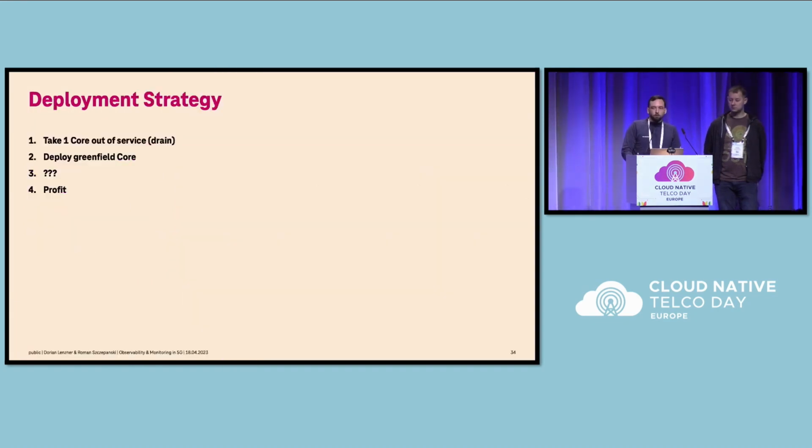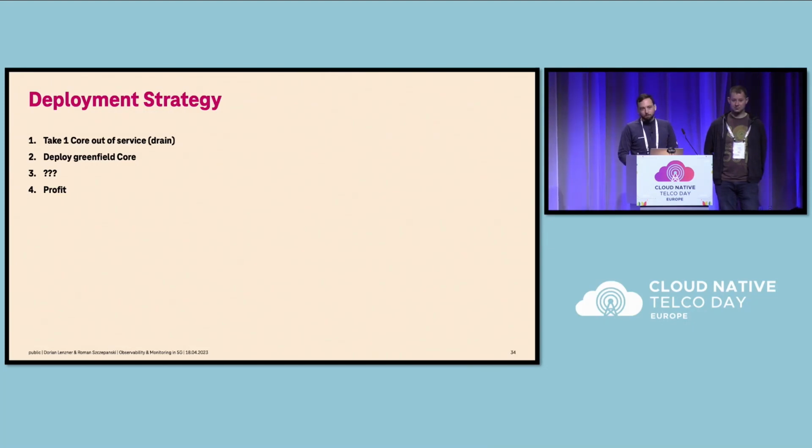So, deployment strategy. There's one proven way in which everything can work, and that is, of course, you take one core out of service, you drain it, you wait until there's no customer left running any session on it, and then you delete everything. And then you let, for example, worker node replacement happen, or you just run the software update that you're supposed to run, and then you wait a bit and you profit. Because if something goes wrong, well, no customers on it, no one cares.